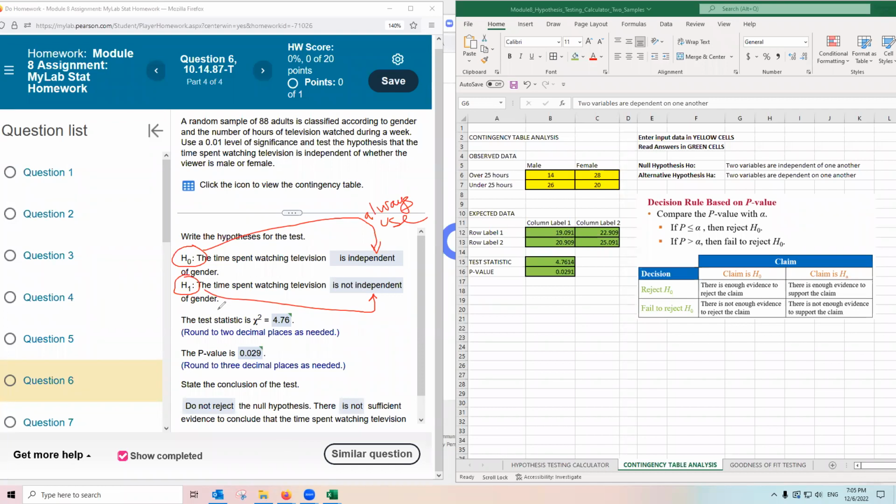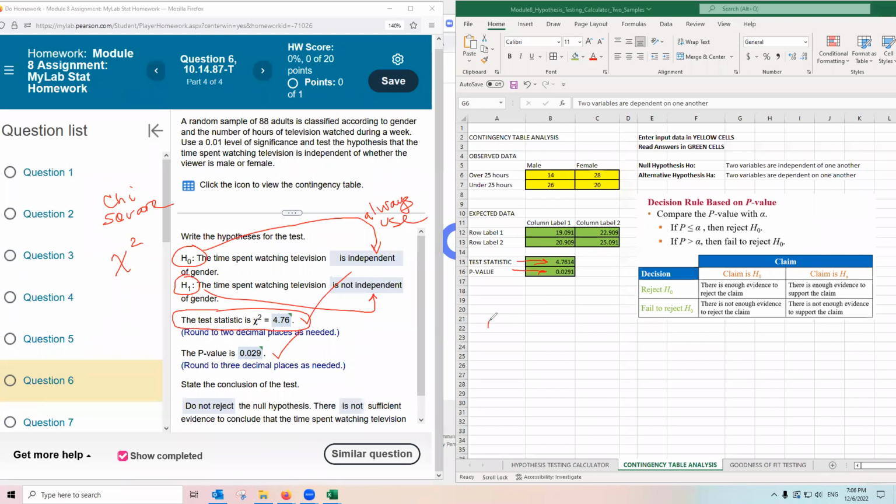All right, well, they want the test statistic. In this case, it's using a distribution called chi-squared. So chi-square is the distribution being used for this analysis. And this is the Greek letter chi, and the exponent 2 here means squared. So chi-squared. Well, here's the test statistic right here, 4.76. And then here's the p-value in this green box, 0.02.